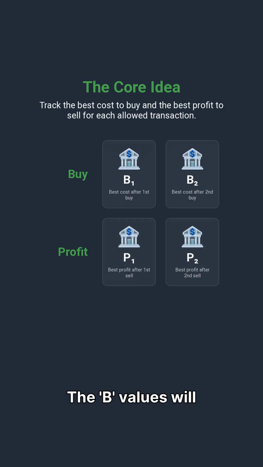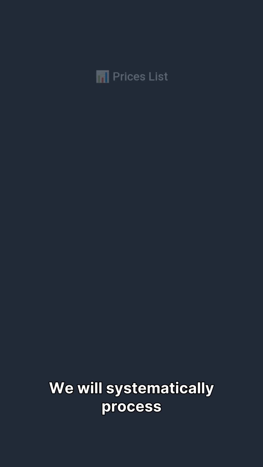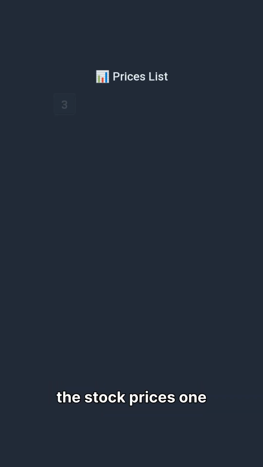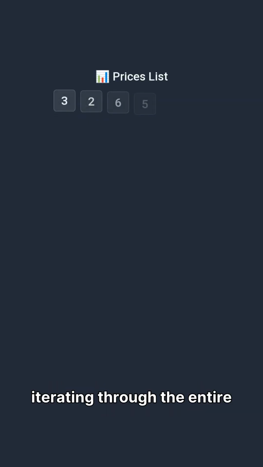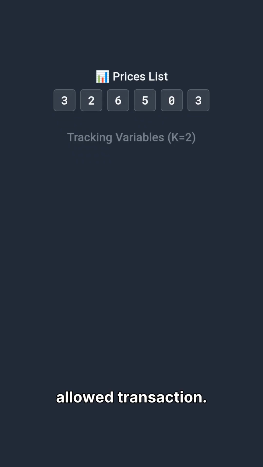The B values will track the best remaining money after a buy operation, while the P values will track the best total profit accumulated after a sell operation. We will systematically process the stock prices one day at a time, iterating through the entire list. For each day's price, we will ask 2 critical questions for each allowed transaction.